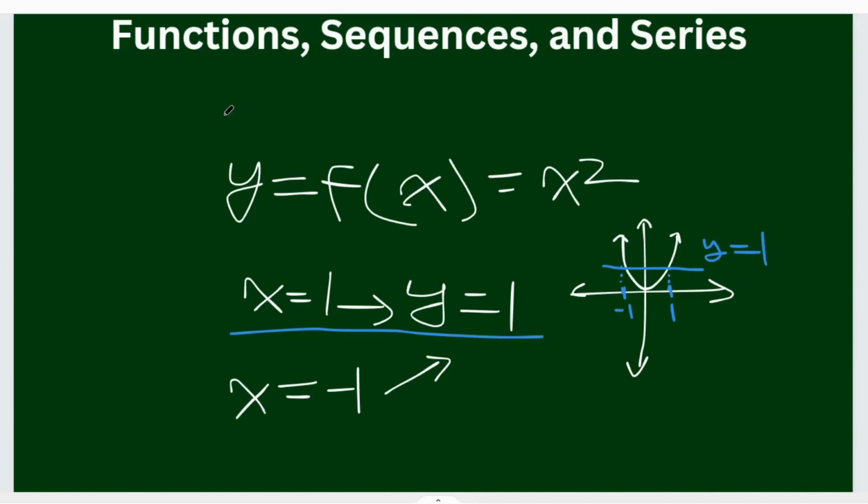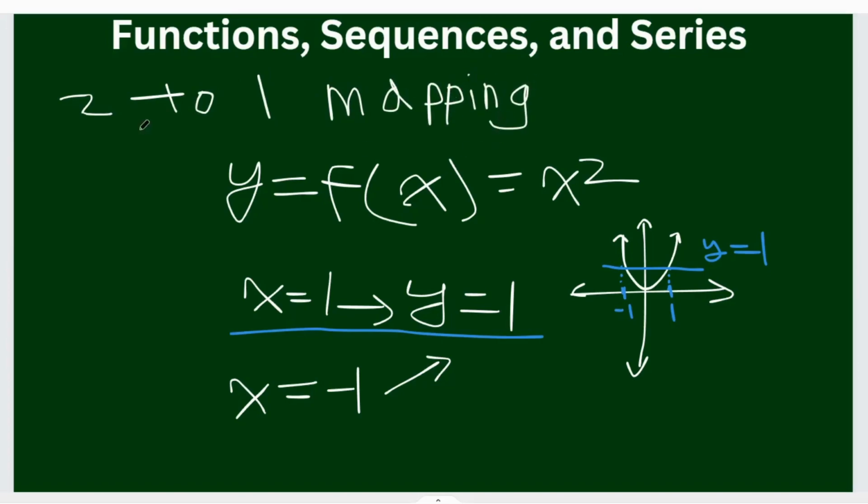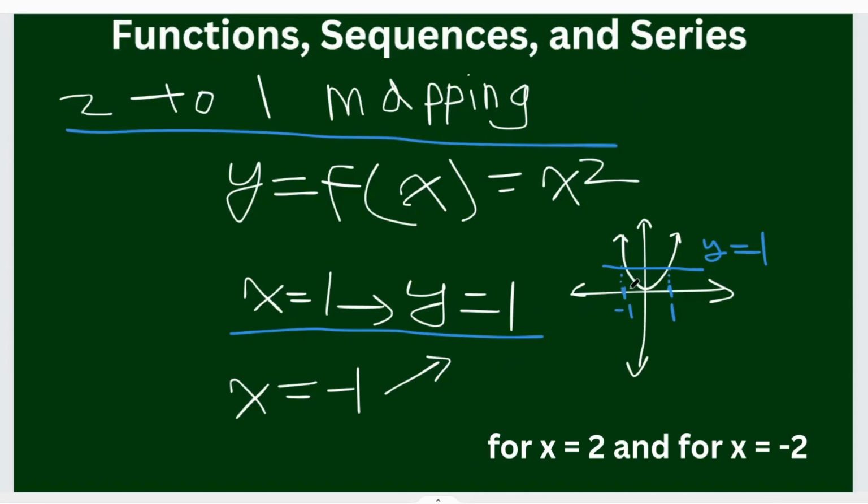And this here is called a 2-to-1 mapping, and you can probably see why. Here, two different values of x lead to the same value of y. And you can do, for example, x equals negative 2, you get 4. x equals negative 3, you get 9.